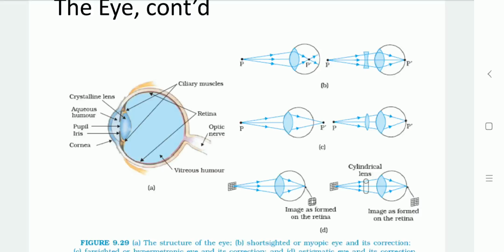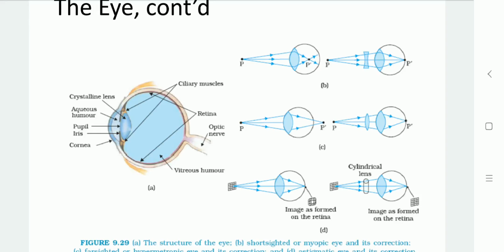Now, if the object is too close to the eye, then the lens cannot curve enough to focus the image onto the retina and the image gets blurred. So the closest distance for which the lens can focus the light onto the retina is called the least distance of distinct vision, or near point. The standard value for normal vision is 25 centimeter.